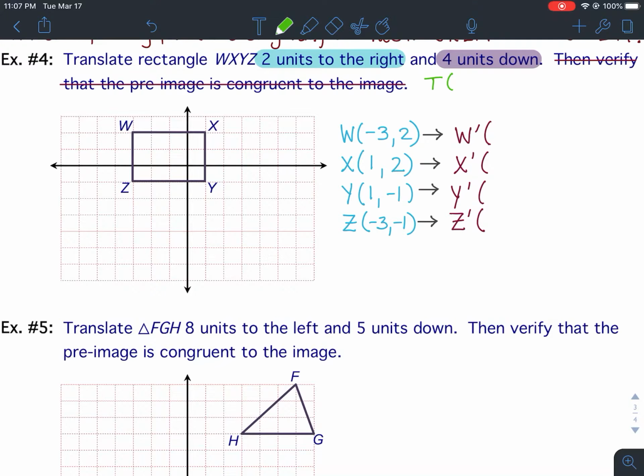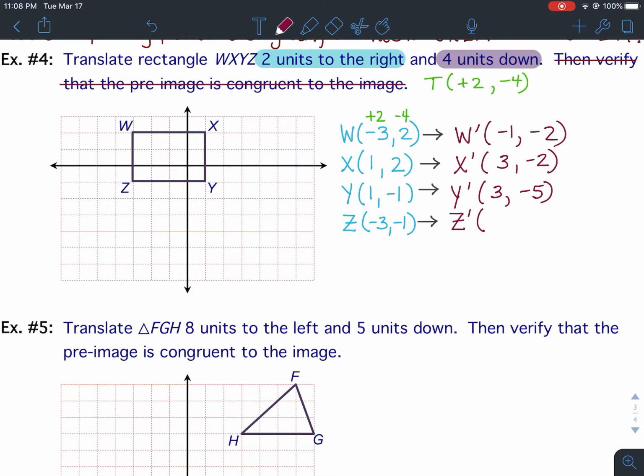So for W prime, you could either do 2 minus 3 or -3 plus 2. Either way, you get -1. For -4 plus 2 or 2 minus 4, you get -2. For X prime, 1 plus 2 is 3. 2 minus 4 is -2. Y prime, 1 plus 2 is 3. -1 minus 4 is -5.